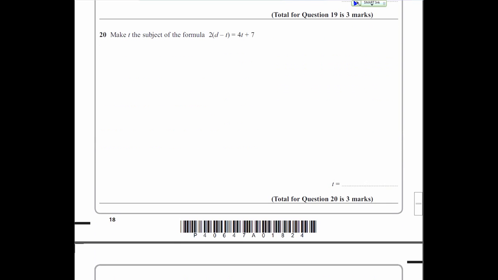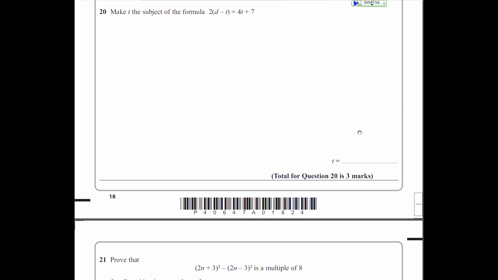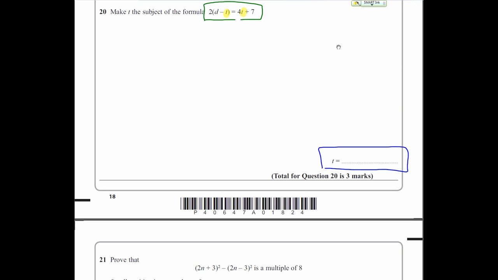Make t the subject of the formula. So a tricky algebra question. Make it the subject means you want t equals, and the GCSE question is reminding you that that's what you want. So let's try and simplify this to try and get t on its own. Now we'll come across a problem when we start doing this that t is on both sides, so I will be showing you a trick how to deal with that, but not quite yet.